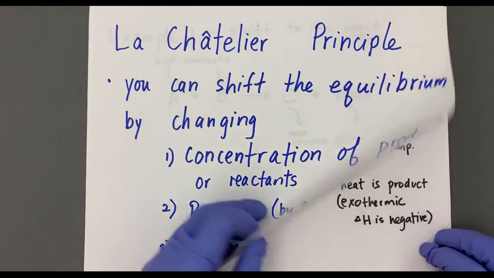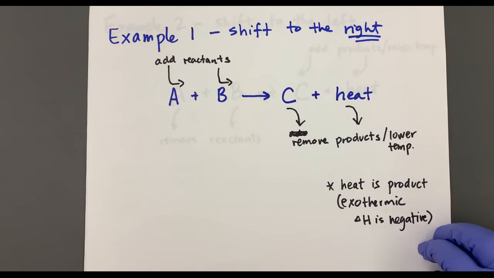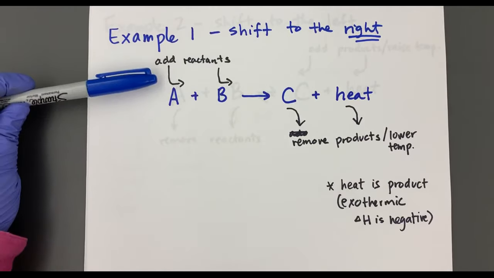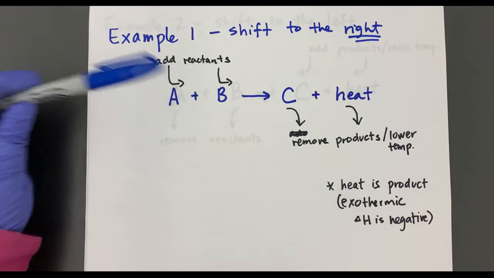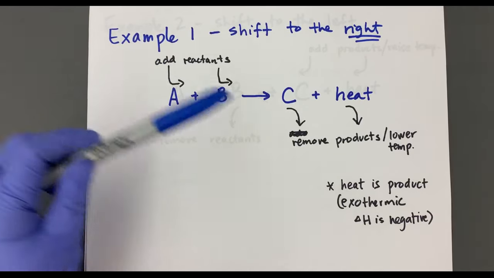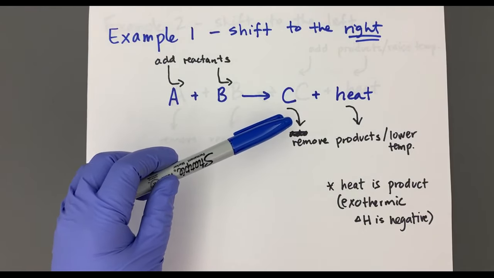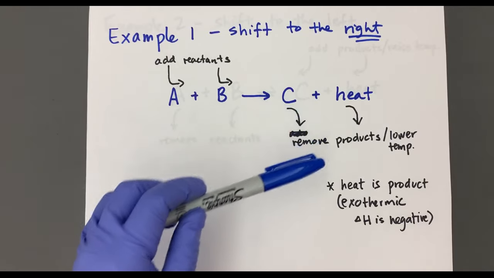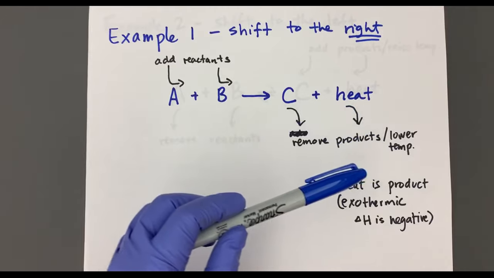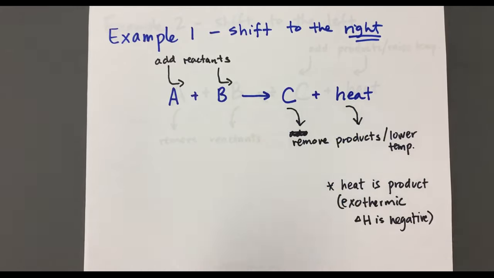Let's look at some examples of how we might apply this principle. Example 1, we would like to shift the reaction to the right. In this particular case, you can do a couple of things. You can add reactants. You can add A or B or both, and it'll shift the reaction to the right. Or you can remove the products, either C, or you can remove heat, because in this case, heat is a product in this reaction. Removing heat really just means to lower the temperature.